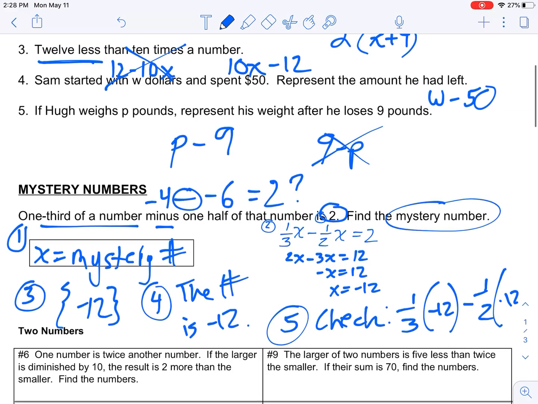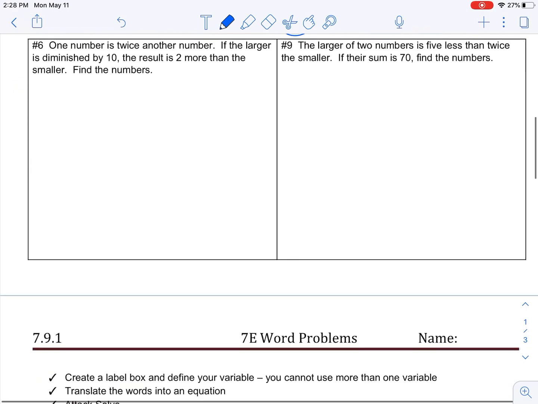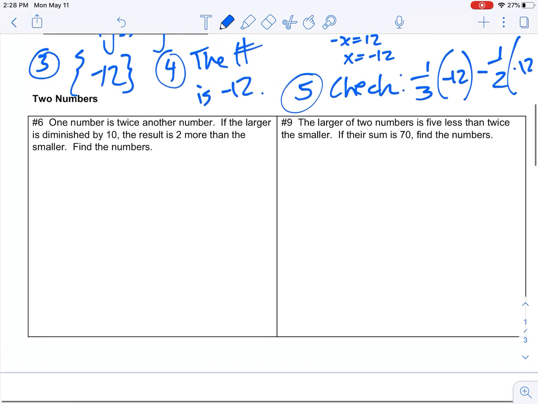Okay. So now we're going to look at these 2 types of problems and practice those. And then you will have homework later on. So one number is twice another number.